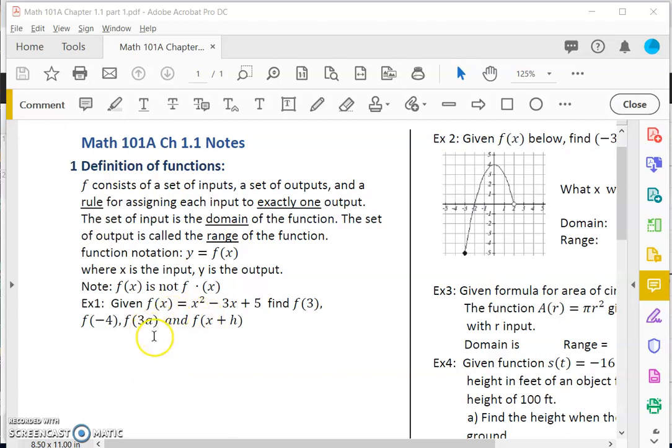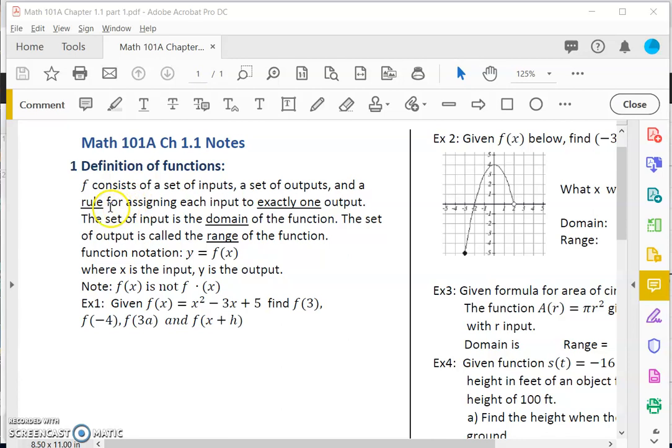This is Calculus 1, Chapter 1.1. In these videos, I'm going to talk about the definition of functions, a review of functions, function notation, and also how to find zeros of functions. So what is a function?